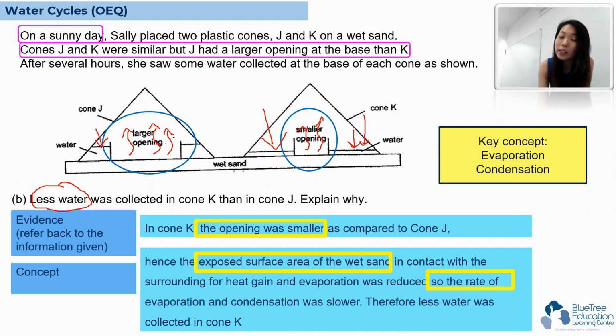So in this case, you can see I used the keyword exposed surface area and I used the keywords rate of evaporation and condensation, which was much slower. Therefore, less water was actually collected in cone K.